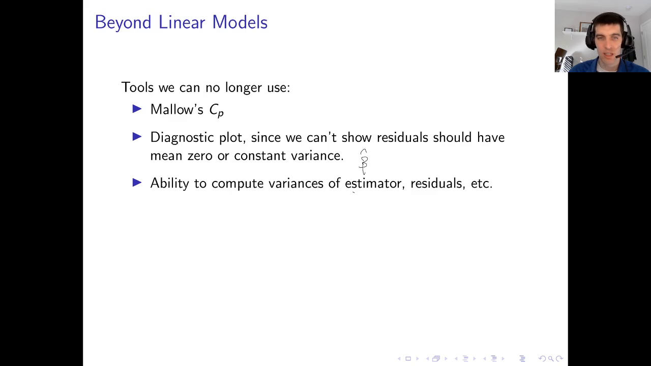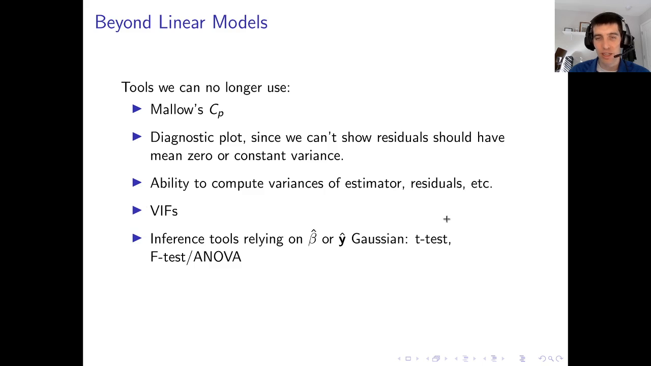Okay. We're losing VIFs because we can't compute variances. We're losing the results that rely on beta hat or y hat being Gaussian. So with this third assumption, of Gaussian errors and independence across observations, we develop things like the t-test and the f-test. We can't use them anymore because we don't have the structure permitted for these tools to hold.